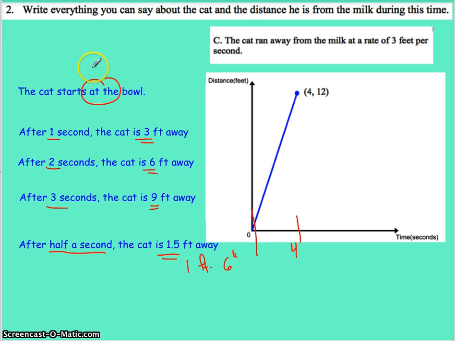And the idea here is that there is always more that we can pull out of a graph than what's explicitly stated or clear. There's more than just at 4 seconds he's 12 feet. There's more than at no seconds he's no feet away.